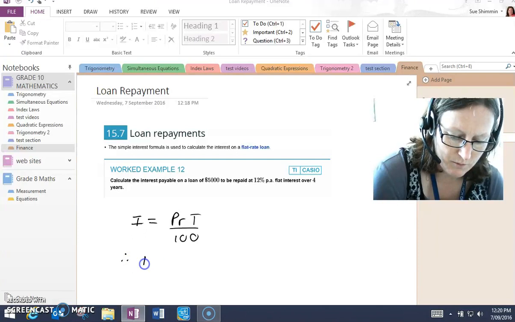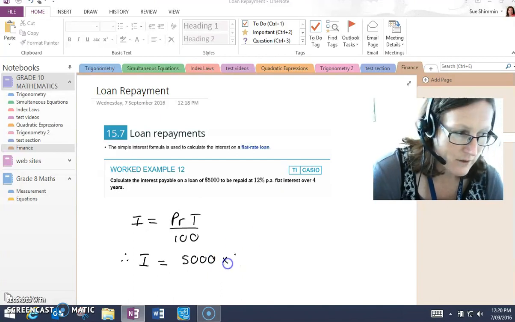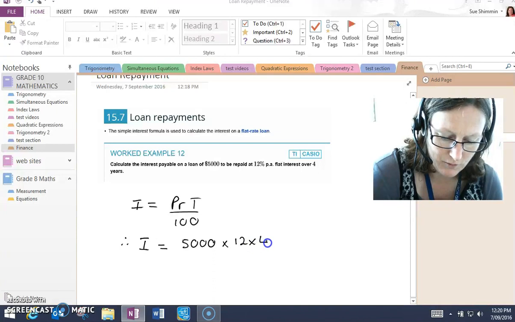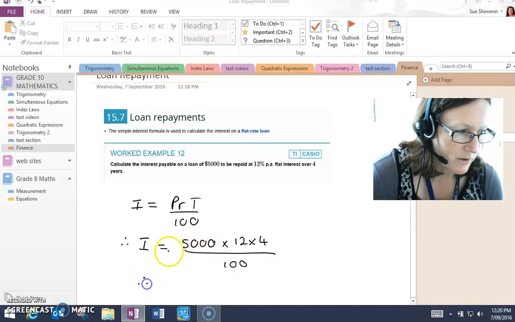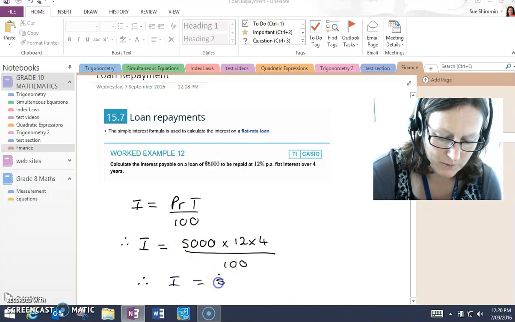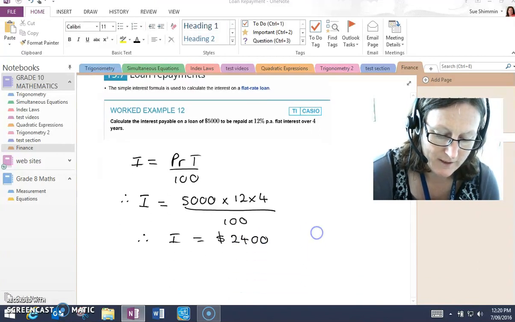So what's the interest payable on a loan of principal of $5,000, rate of 12%, time of 4 years? We can put that all into our calculator. And the interest payable, $2,400.